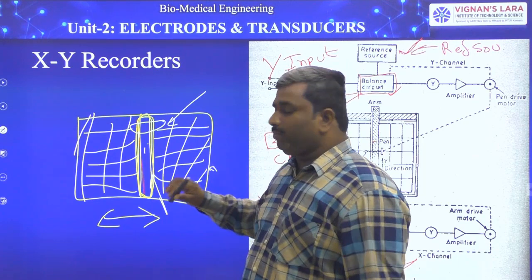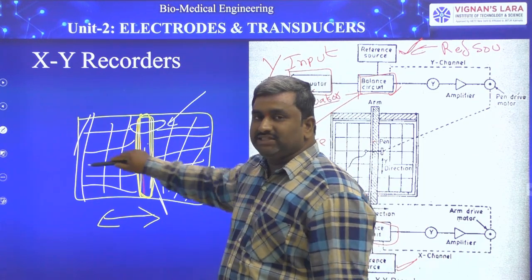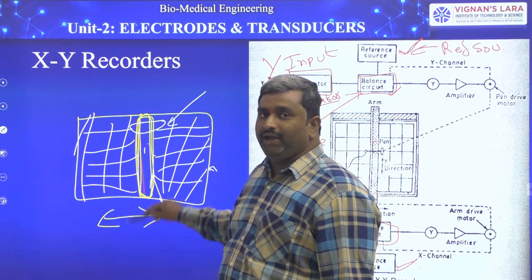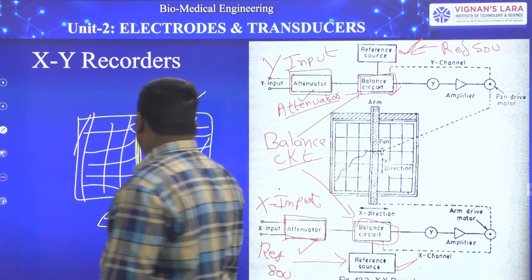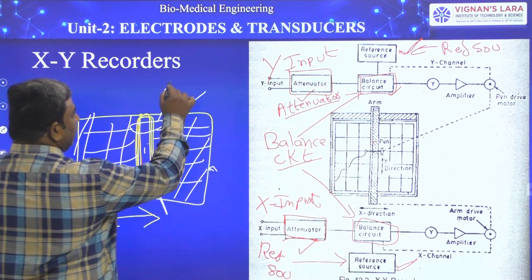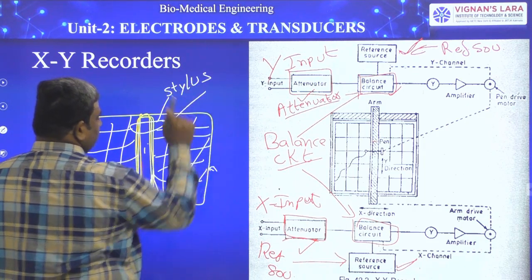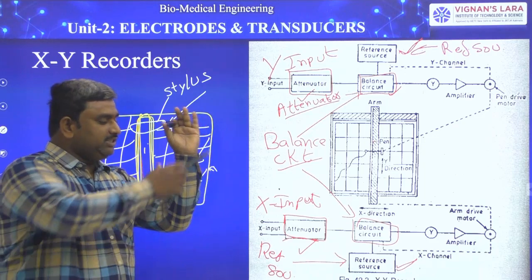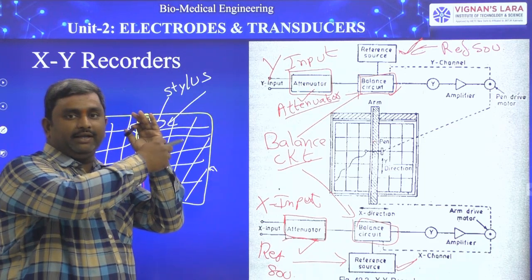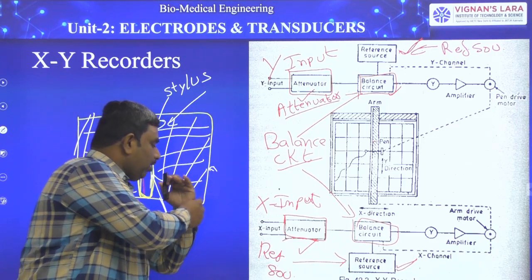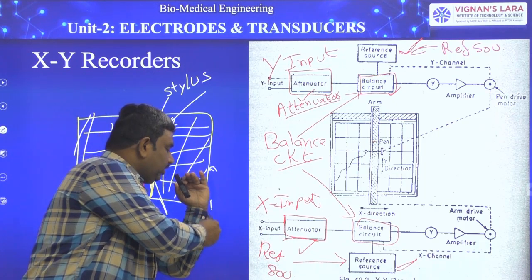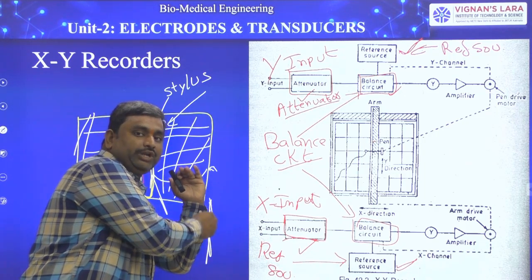So the paper is not moving. So for moving in the x direction, I am connecting an arm, and for the y direction, I am connecting the stylus. Right? So for example, see here. This is my arm. Now I am connecting my pen. Now see here, what I am doing here. I am drawing a straight line.